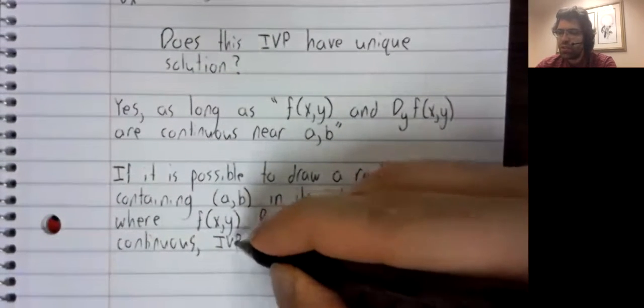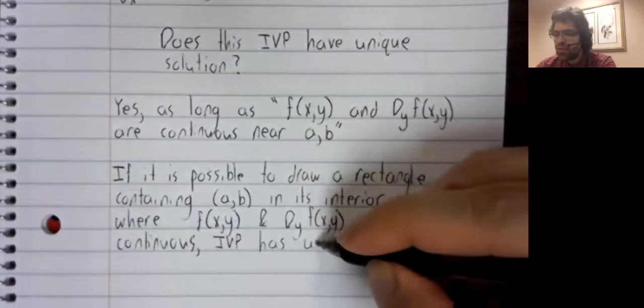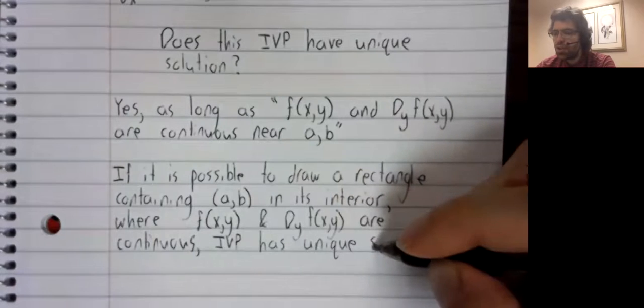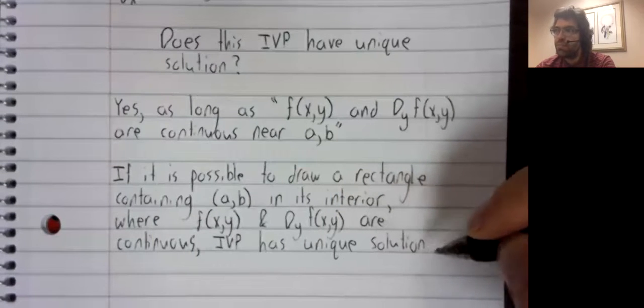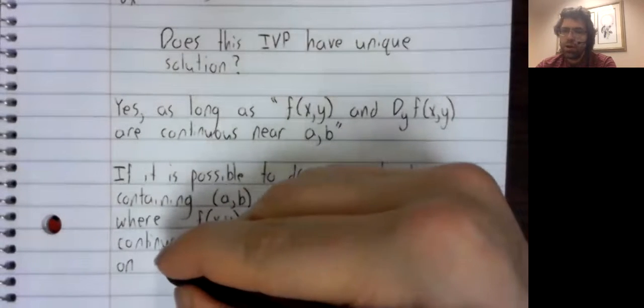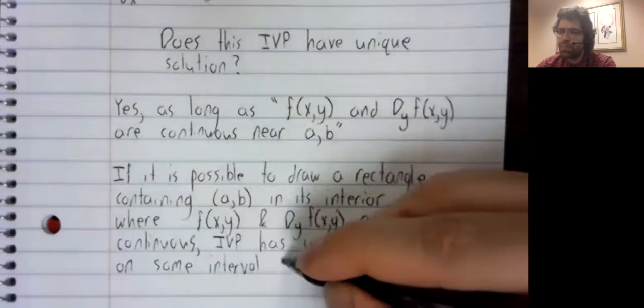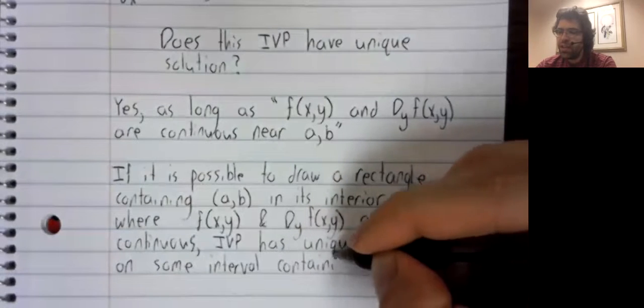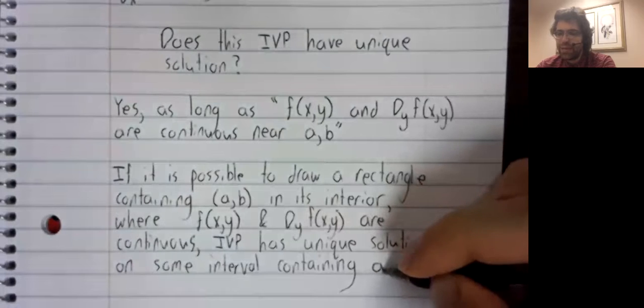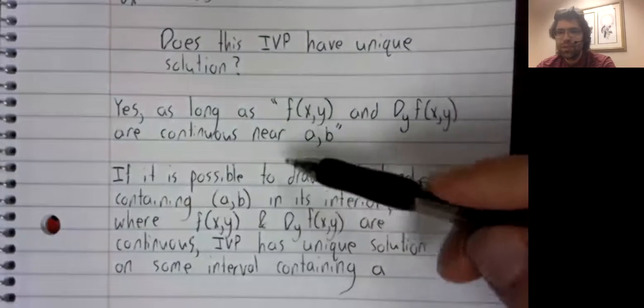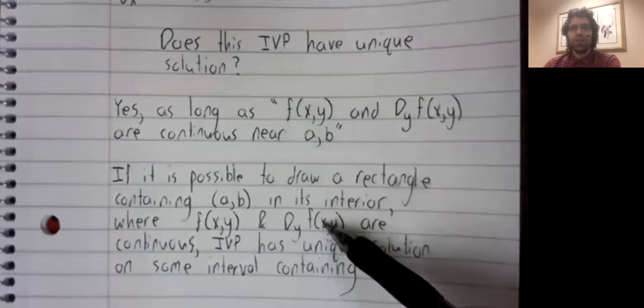then the initial value problem has a unique solution on some interval containing A. This theorem is not an if and only if theorem. It probably sounds more complicated than it actually is. I think a quick example will clarify things nicely.